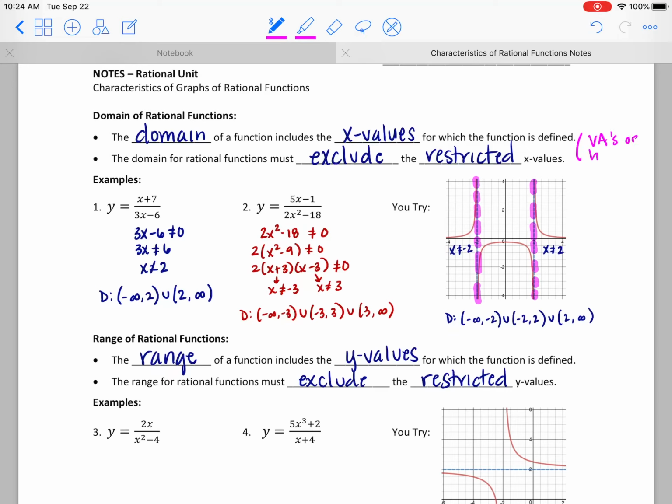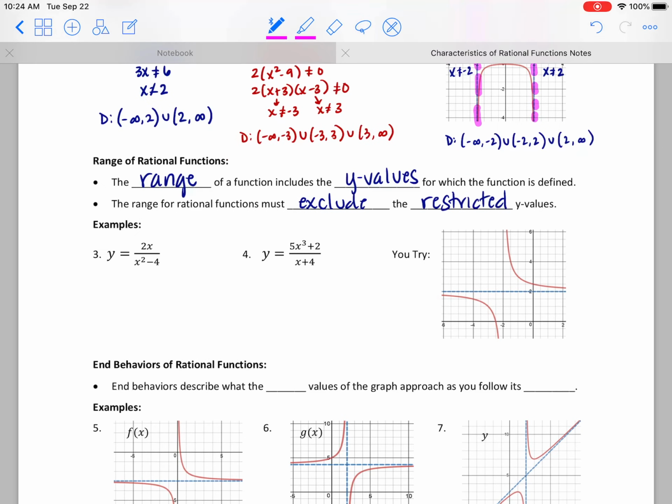Okay, now here, just to point this out again, the restricted x values cause vertical asymptotes, or they could cause holes in the graph. What do we see on the graph when we have a restricted y value? Well, instead of a vertical asymptote, we see a horizontal asymptote. So we're looking at horizontal asymptotes. If we can identify where the horizontal asymptote is for our function, we can see where our restriction would be.